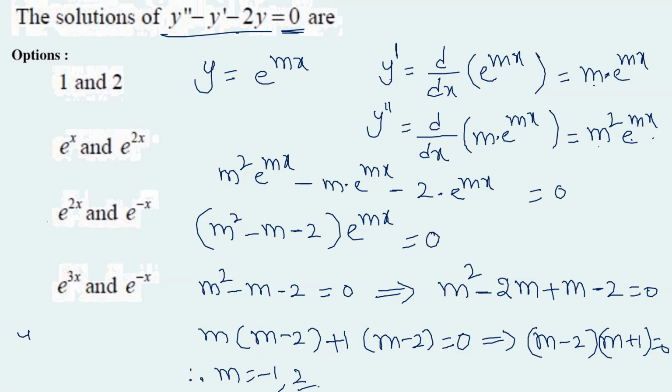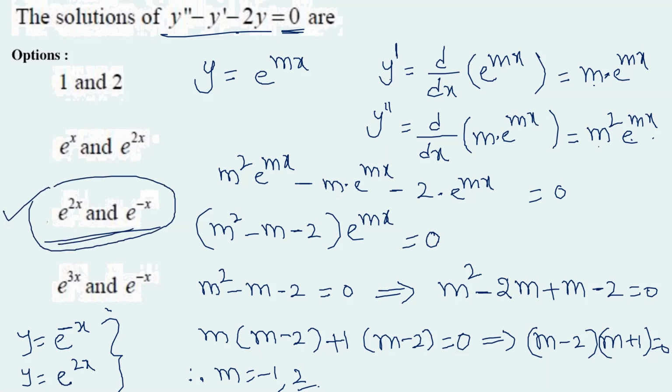So y is equal to e power minus x, or y is equal to e power 2x. This is the answer for the given equation. So here it is C. Option C is the correct answer, e power 2x and e power minus x.